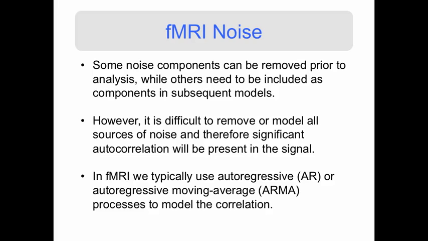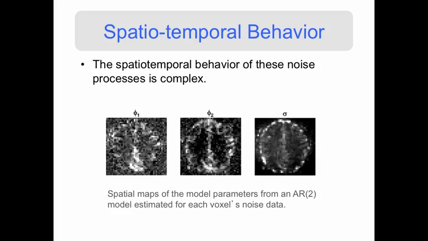And so in fMRI, we typically use what are called autoregressive or AR processes, or autoregressive moving average or ARMA processes, to model the correlation. We'll talk a little more about that later on. Also, the spatial-temporal behavior of these noise processes is complex. So here's an illustration of a spatial map of the model parameters from what's called an AR2 model, estimated for each voxel's noise data. These are just parameters of the noise process, and by looking at them measured across the brain, we can make out spatial detail. So depending on where in the brain you are, your noise might look quite different.